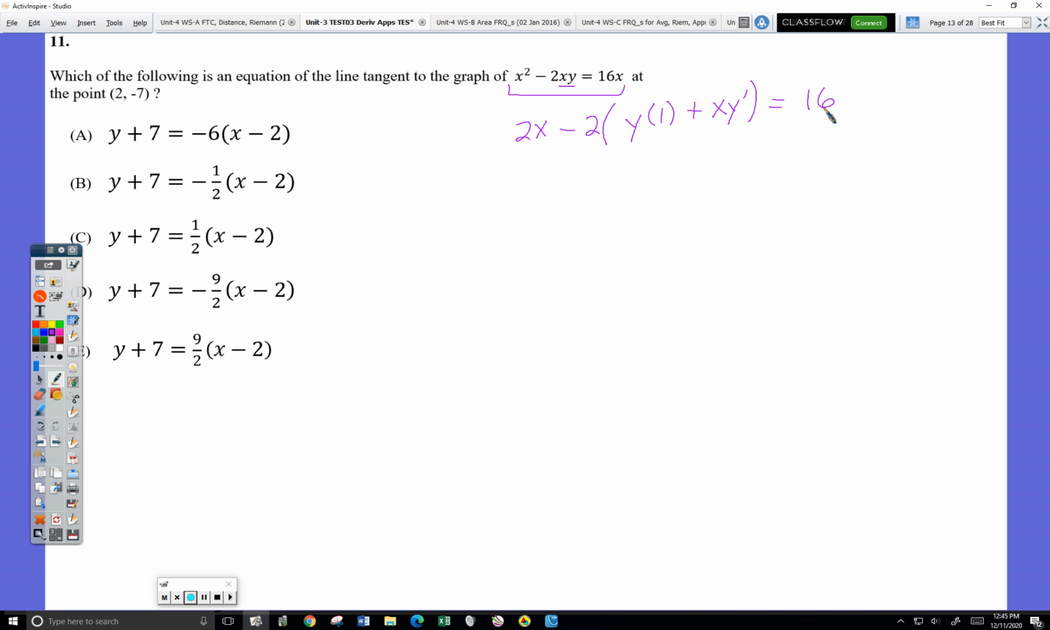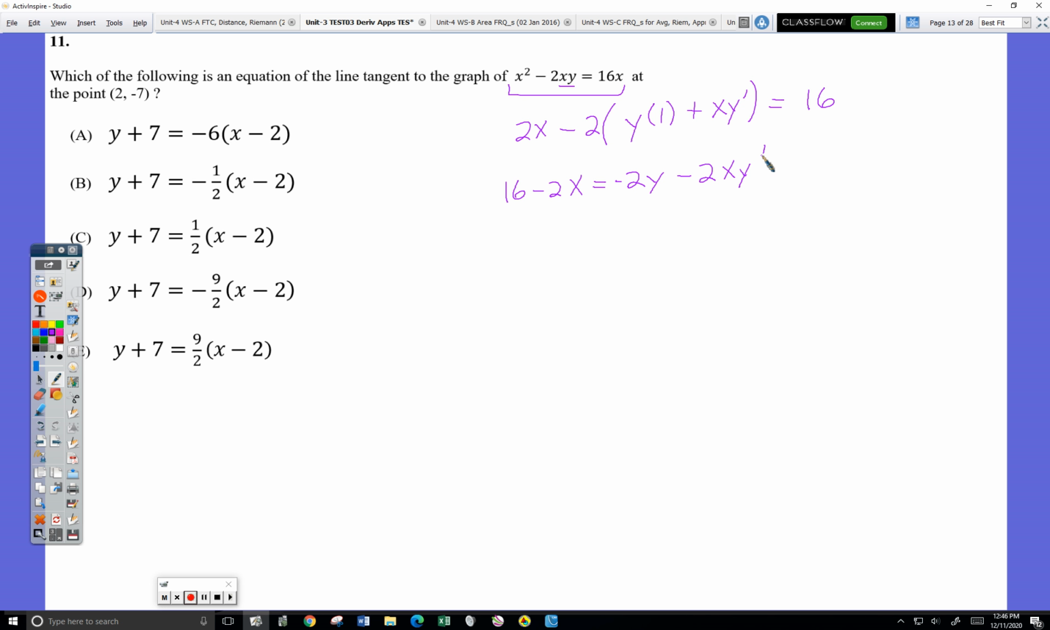Then next, I subtracted 2x and moved it to the side with the 16. So 16 minus 2x equals negative 2. Oh, I also distributed the negative 2 to the other thing. Equals negative 2y plus negative 2x y prime. You good? Cool.